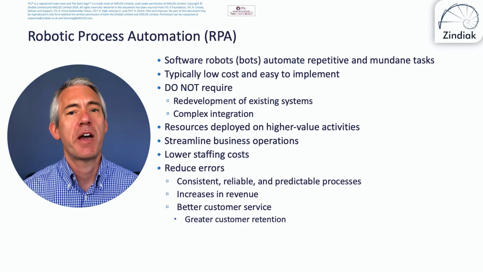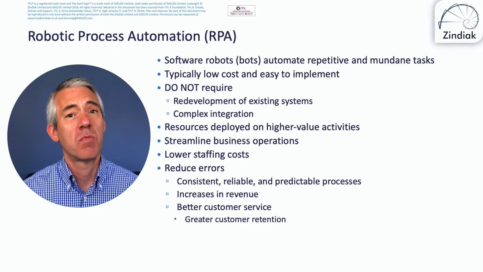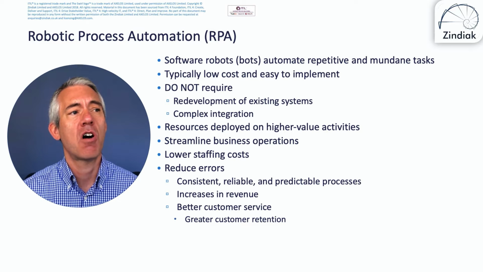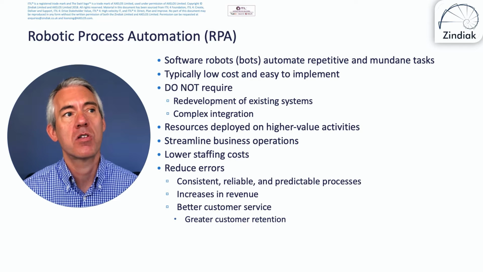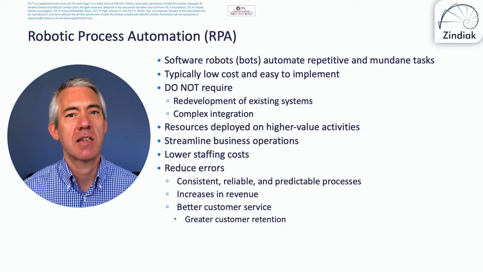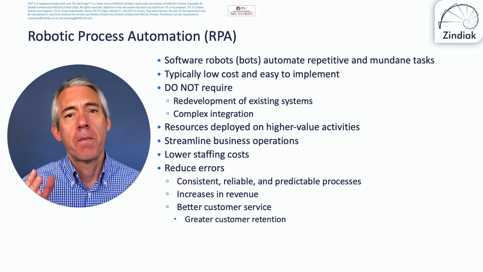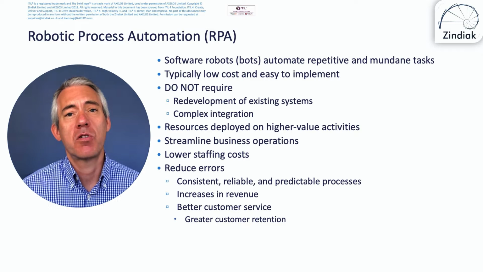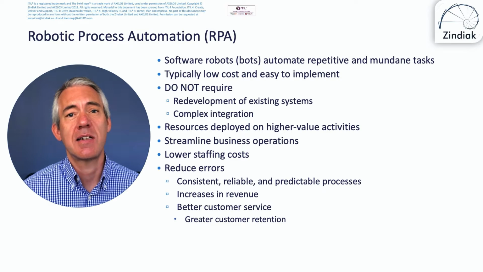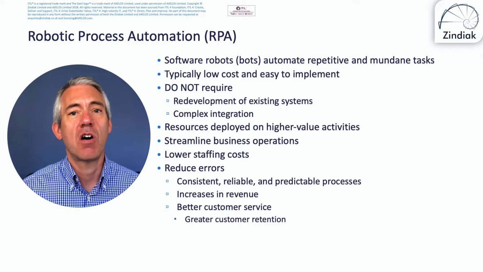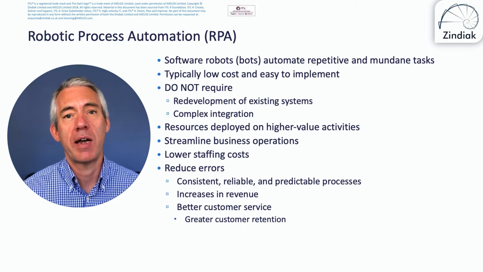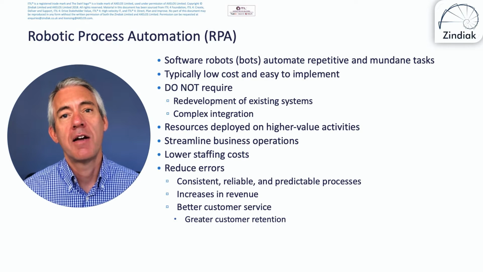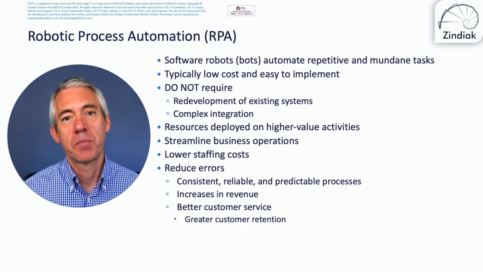Robotic process automation, or RPA, or often just referred to as robotics, is where we use software robots or bots to automate repetitive and mundane tasks. And the key thing to remember here is when we're talking about robotics in this sense, it is software replacing the human brain rather than hardware replacing human muscle.